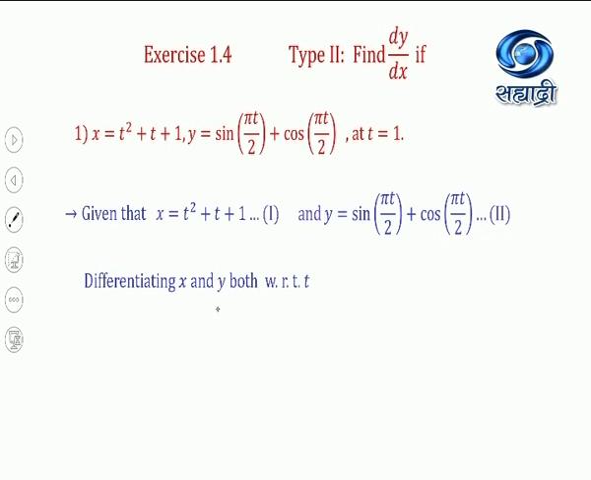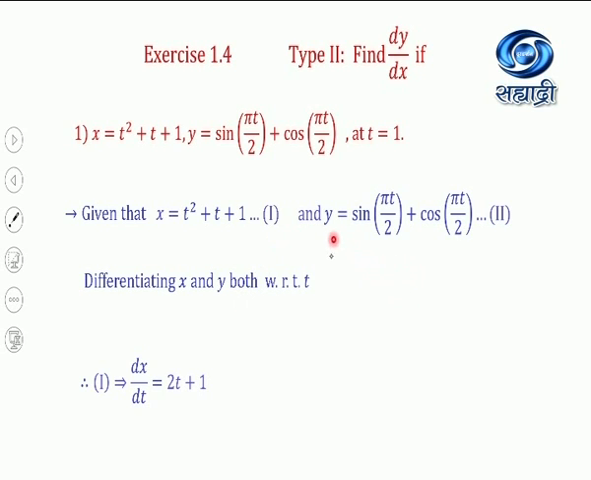Now differentiating both number 1 and number 2 with respect to t, because x is a function in t, y is a function in t also. Here pi and 2 both are constant. Now what is the dx by dt? Derivative of equation 1 with respect to parameter t. Dx by dt equal to derivative of t square, that is twice t. Derivative of t is 1. Derivative of 1 is 0, because 1 is constant, its derivative is 0.